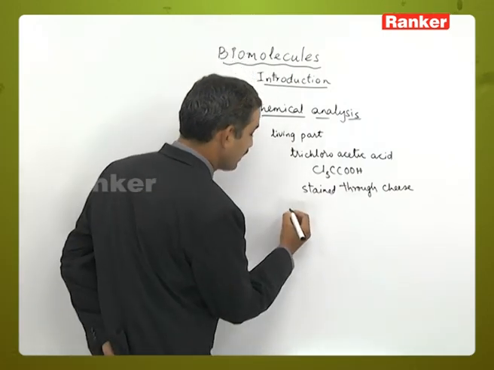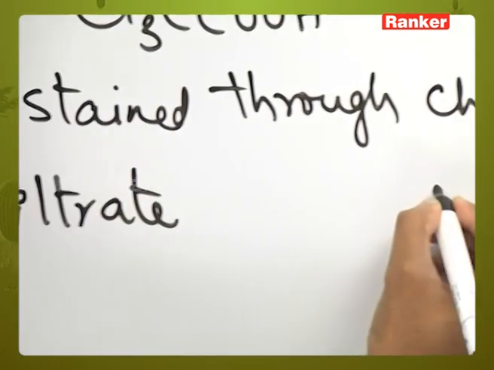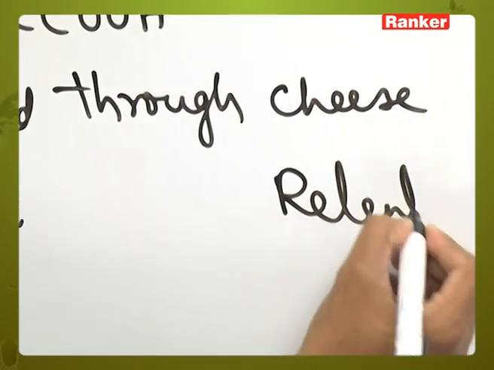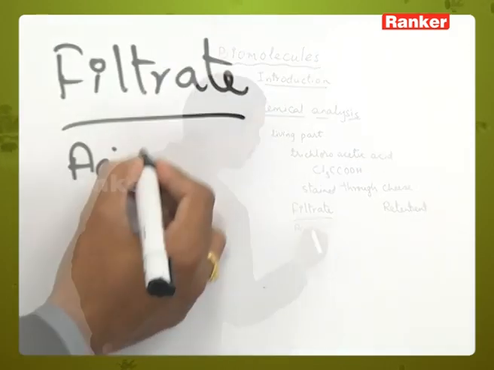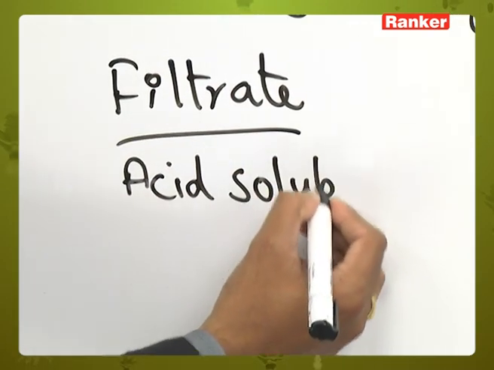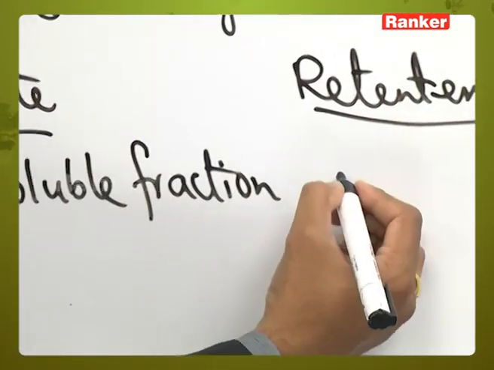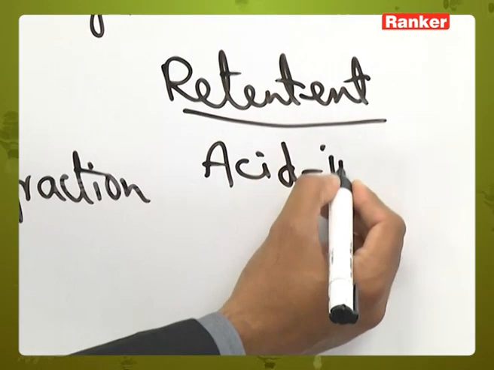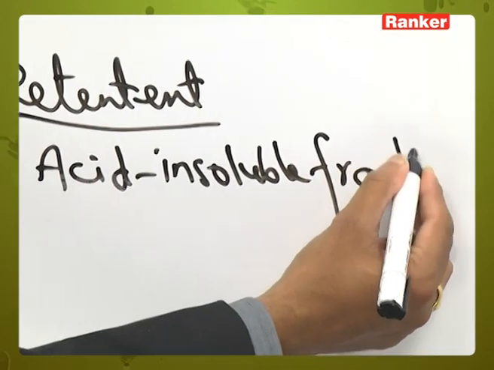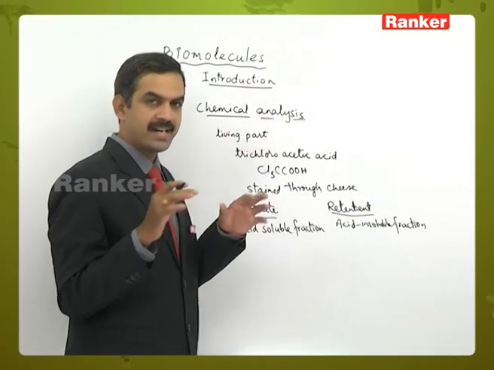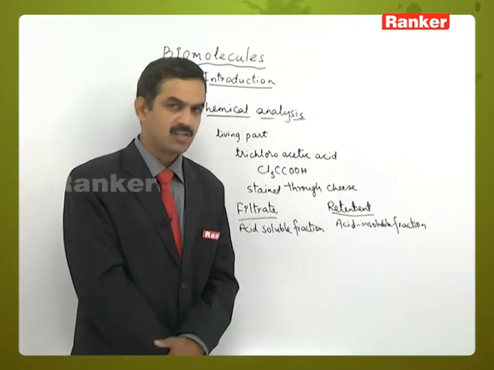One is called the filtrate and the other is called the retentate. Filtrate is called the acid soluble fraction, whereas retentate is called the acid insoluble fraction. Likewise, we get two parts: filtrate or acid soluble fraction, and retentate or acid insoluble fraction.